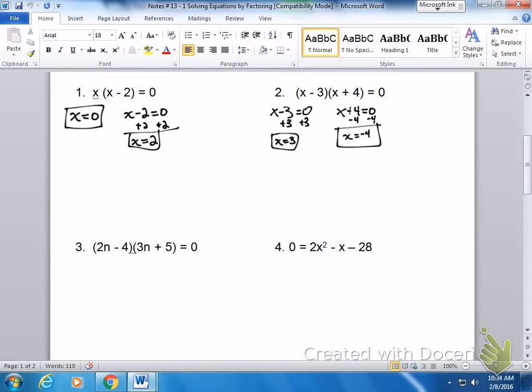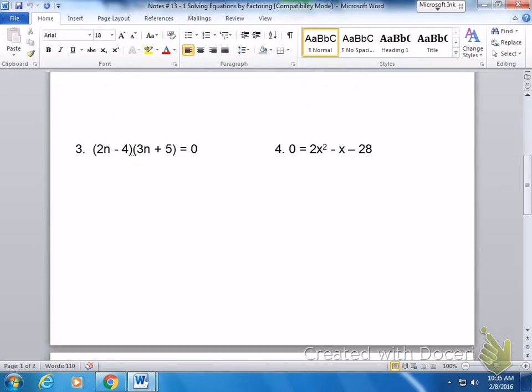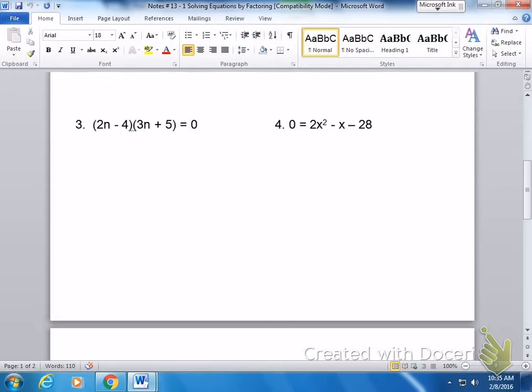So basically, that's all there is to it. Once it's factored, it's fairly easy. So I want you to try number 3. So hopefully you tried out number 3 real quick. Let's go ahead and do it together. It is already factored for us, so we just set each factor equal to 0. So I have 2n minus 4 equals 0, and 3n plus 5 equals 0.